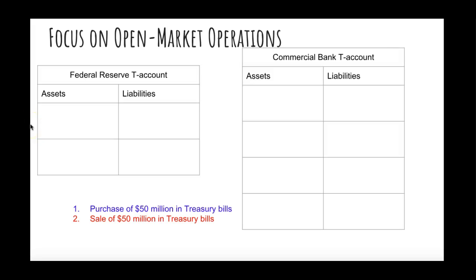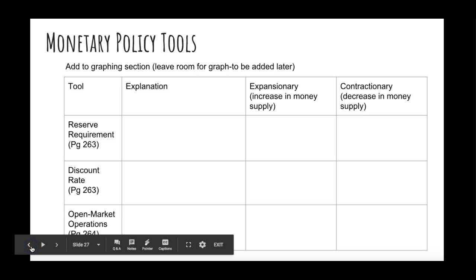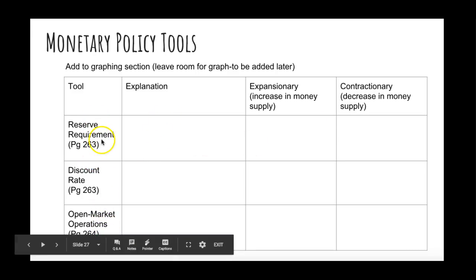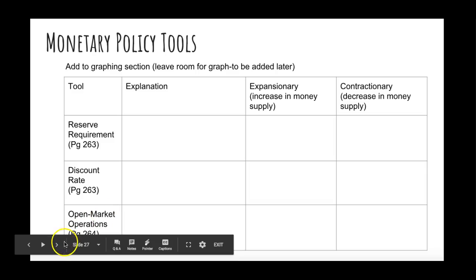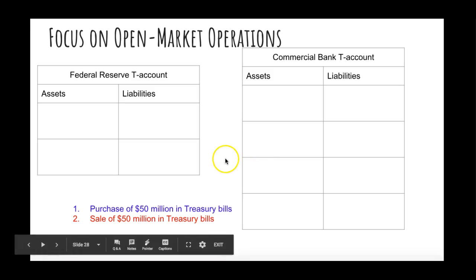Okay, this video is a focus on open market operations. So if you remember from the last time you took some notes, you took notes that included this chart on monetary policy tools. We talked about the three ways that the Federal Reserve can change the amount of money that is available. Well, one of those was open market operations. And so I wanted to focus in on that and how it impacts the T account.